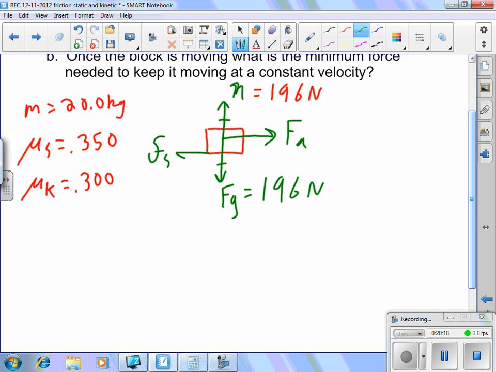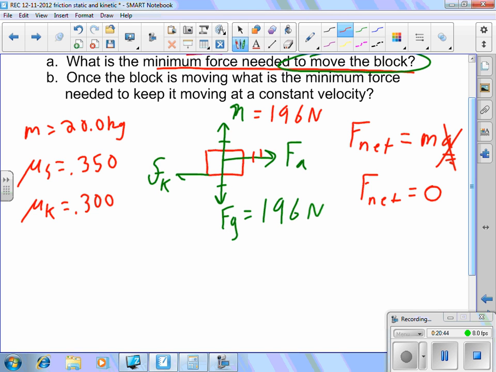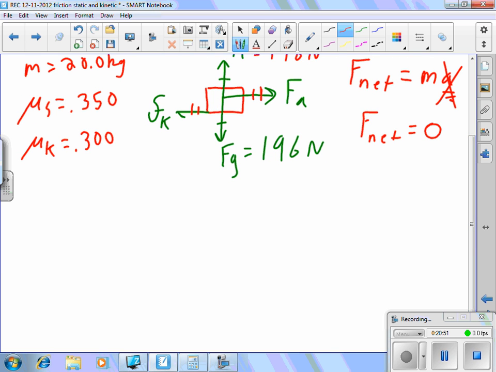And now the next situation is asking us for when it's moving. So now I'm changing that to an Fk. If it's moving at a constant velocity, that means it cannot be accelerating. And if it cannot be accelerating, then we can't have a net force, because a net force is equal to mass times acceleration. We can't have that, which means the net force must be 0. These two must be equal and opposite. My force applied must be equal to the force of kinetic friction. That way it is not accelerating.